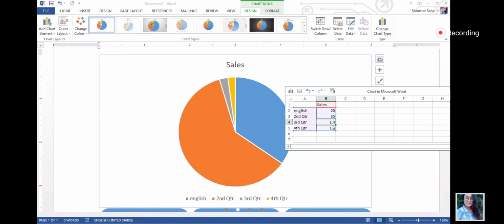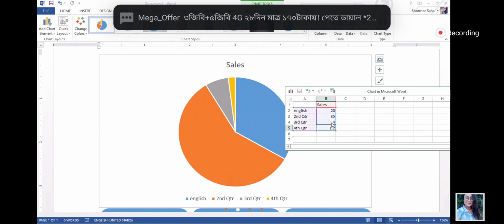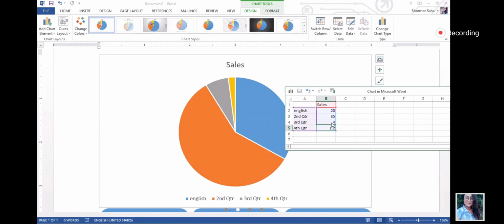Now see, the pie chart, the orange portion has changed. Now I'm giving, suppose, the value 4. See, the gray part has changed. So these are the functionalities. These are the simple functionalities that are used in the business sector.